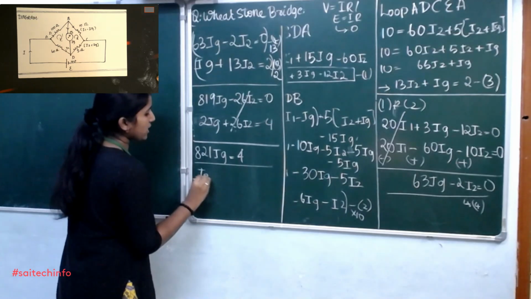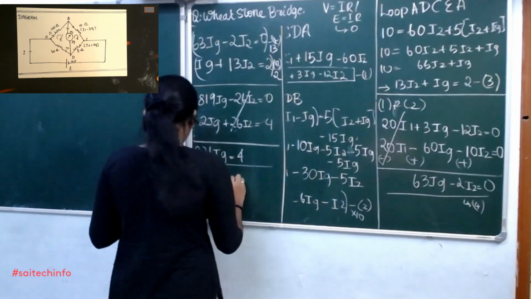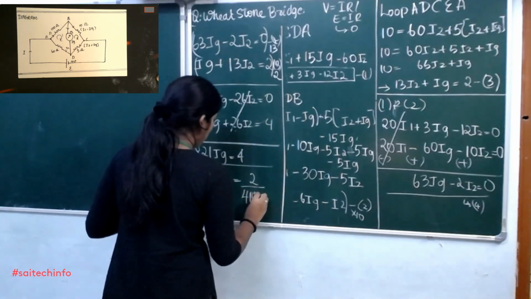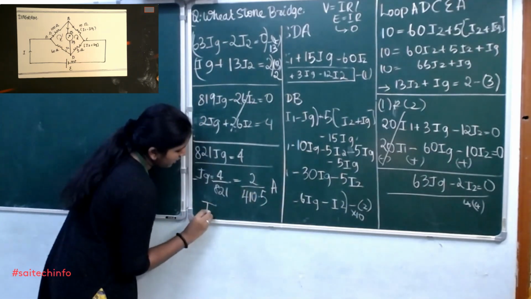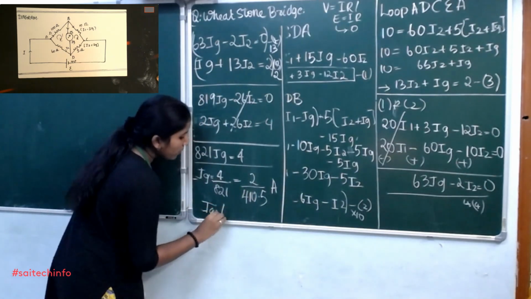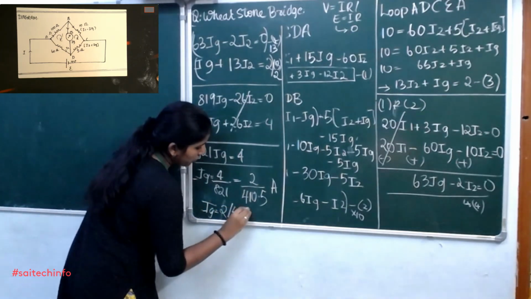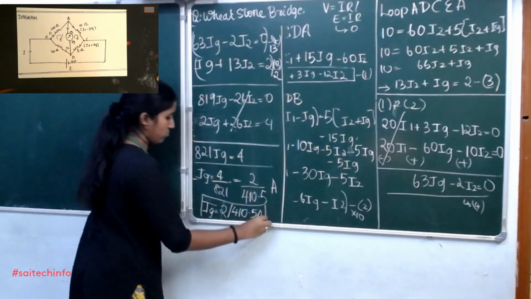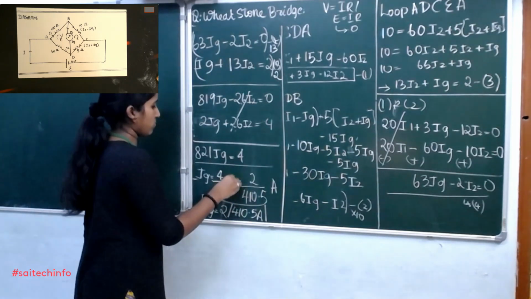So IG is equal to 4 by 821. Therefore the value of the IG, that is the current flowing through the galvanometer, is 4 by 821 ampere. You can maintain it as 4 by 821. You need not put both fraction as well as decimal.